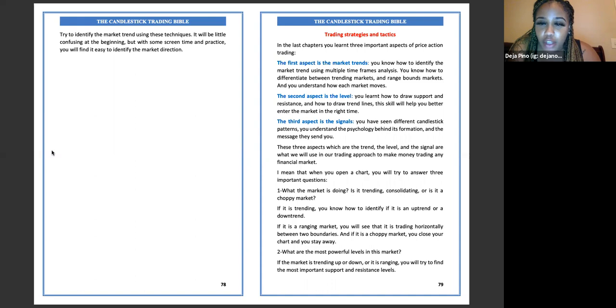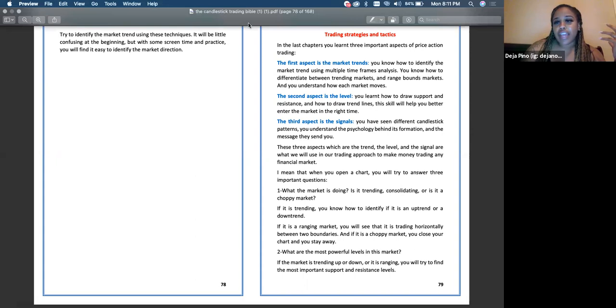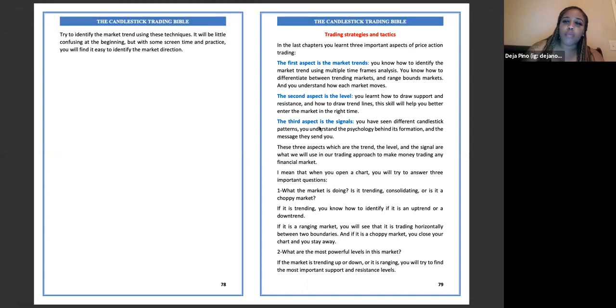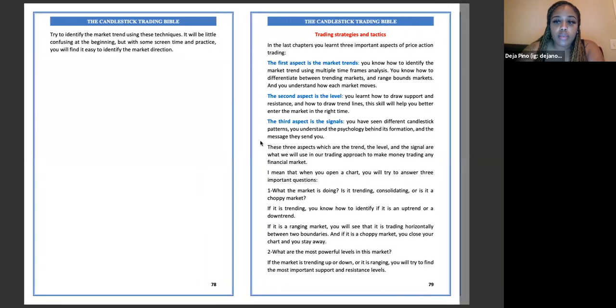If it's a ranging market, you will see that it's moving horizontally between two boundaries, and you want to stay away from choppy markets. Okay, cool. So we already understand all of that. And if I go over anything that you guys don't understand, or you want me to go more in depth, just stop me and we can talk more about it. Okay, cool. So we know all that. Let's go to the next page.